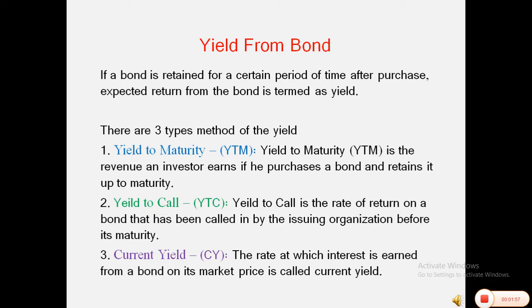Yield to maturity, YTM, is the revenue an investor earns if he purchases a bond and retains it up to maturity. Second, yield to call, YTC. Yield to call is the rate of return on a bond that has been called in by the issuing organization before its maturity. Third one, current yield, CY. The rate at which interest is earned from a bond on its market price is called current yield.